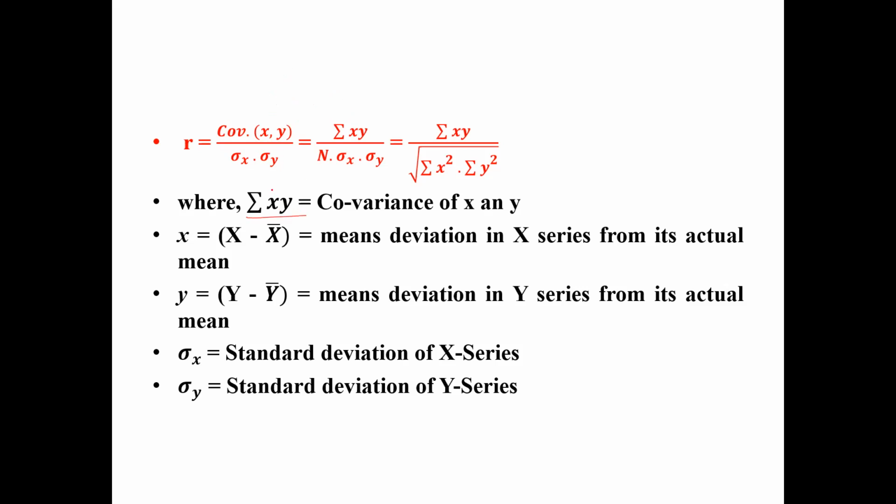The sum of small x and small y represents covariance. Small x represents the mean deviation for the X series. Small y represents the mean deviation for the Y series. This represents the standard deviation of X, and this represents the standard deviation of Y.